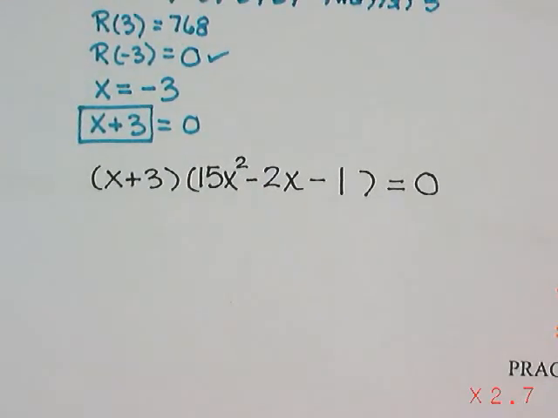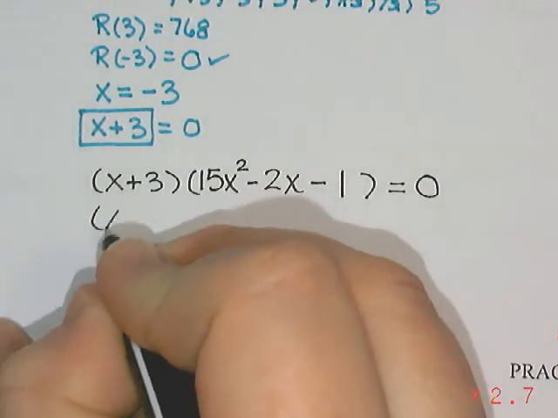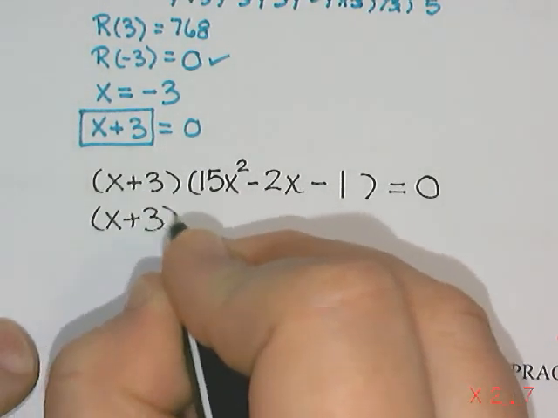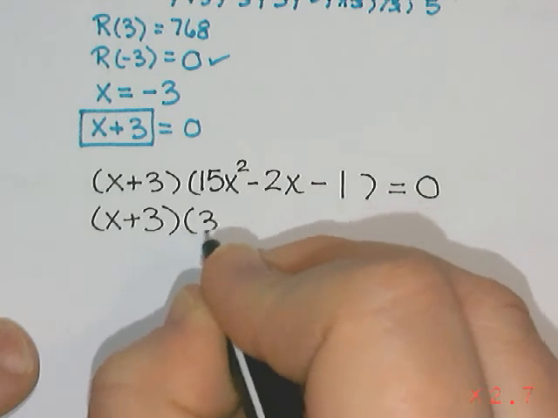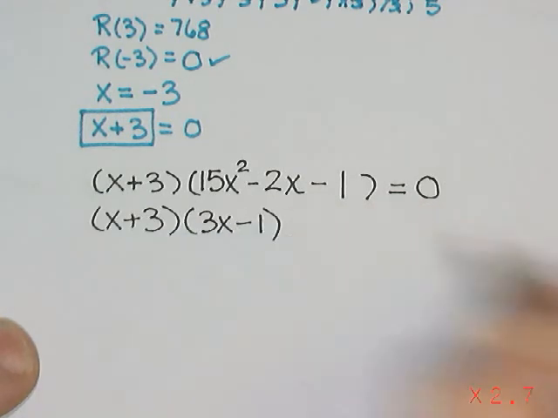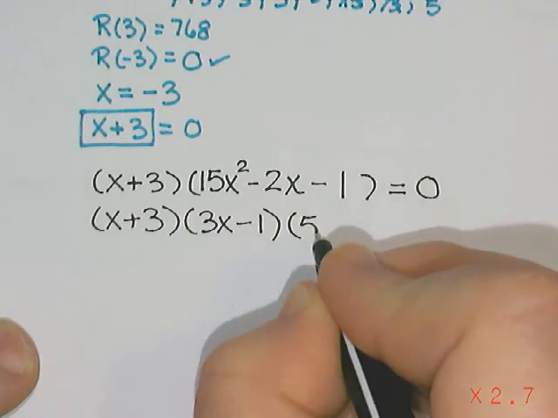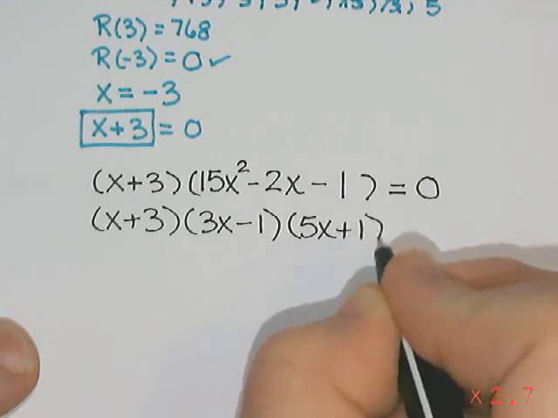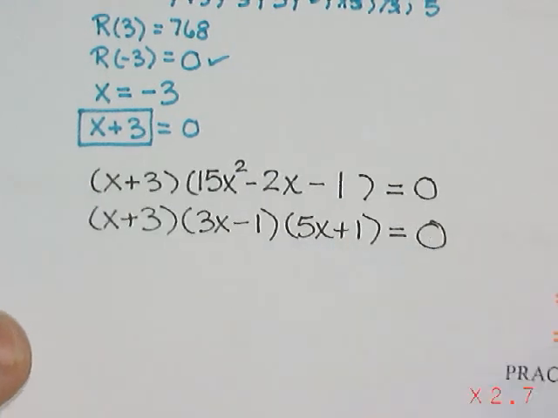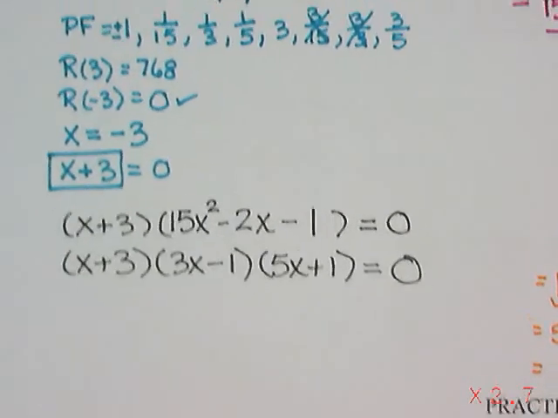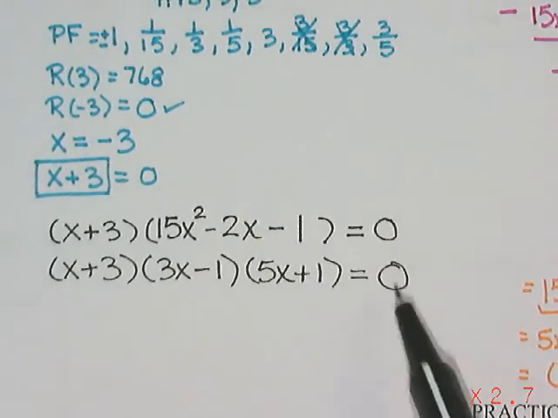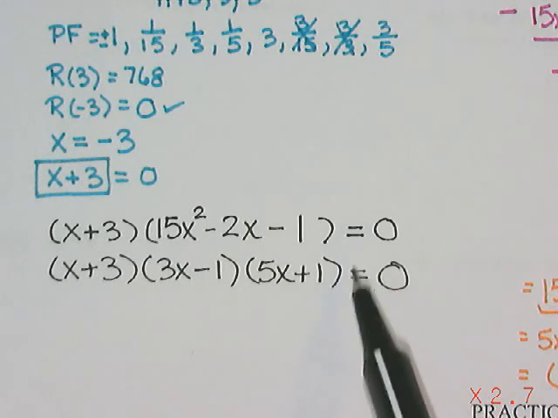So I'm going to put that in place of that. So in its factored form, we have x plus 3, 3x minus 1, and 5x plus 1. And that still equals 0. So something people do, it's a common mistake, is they drop the 0. This is an equation we are trying to solve. You need to keep writing it.